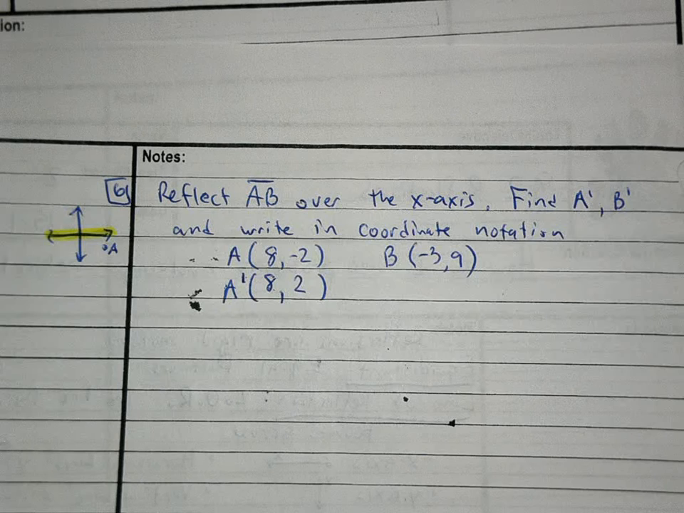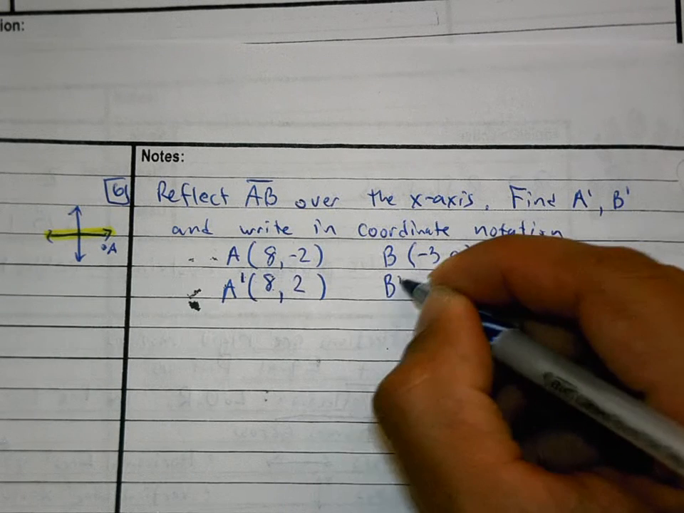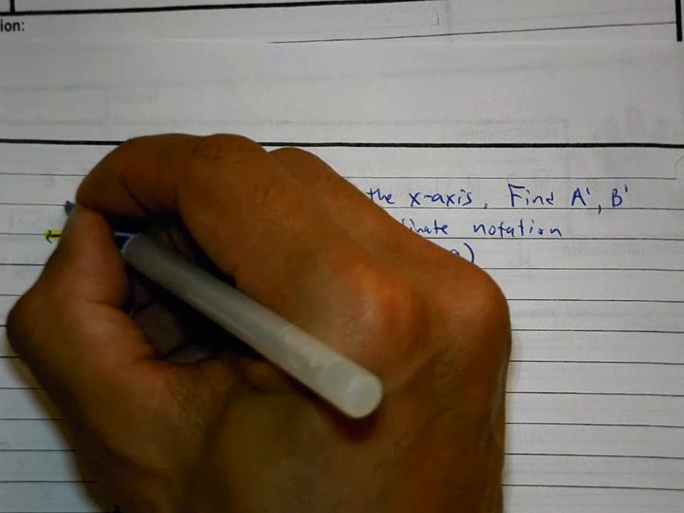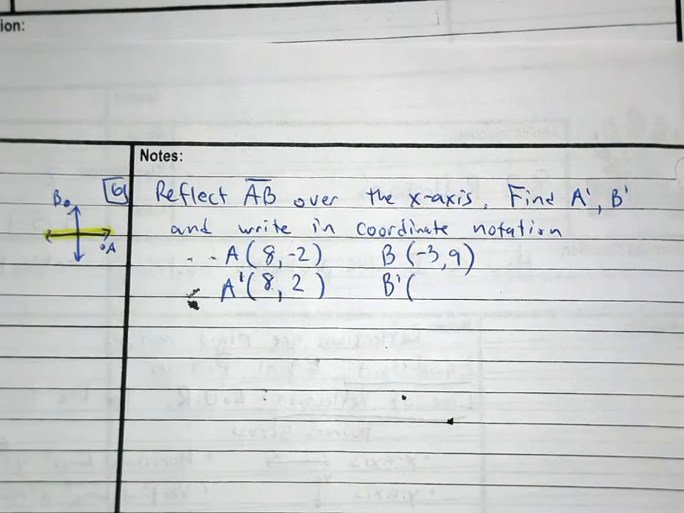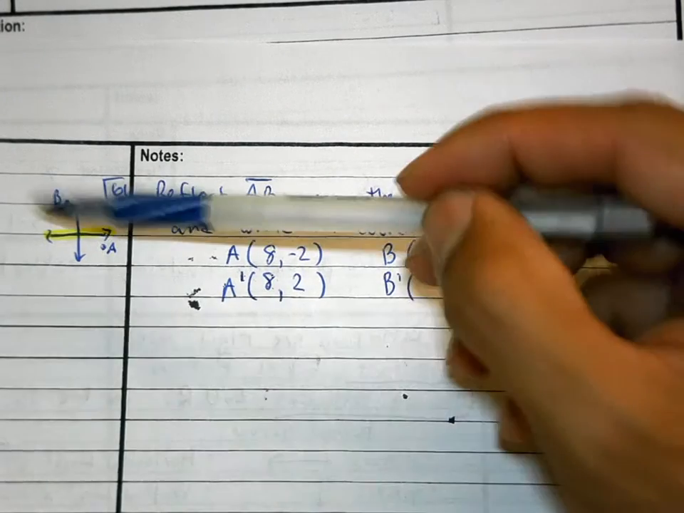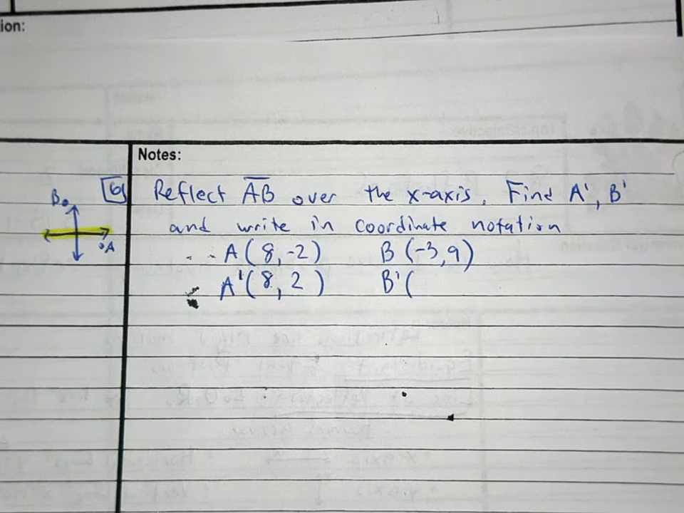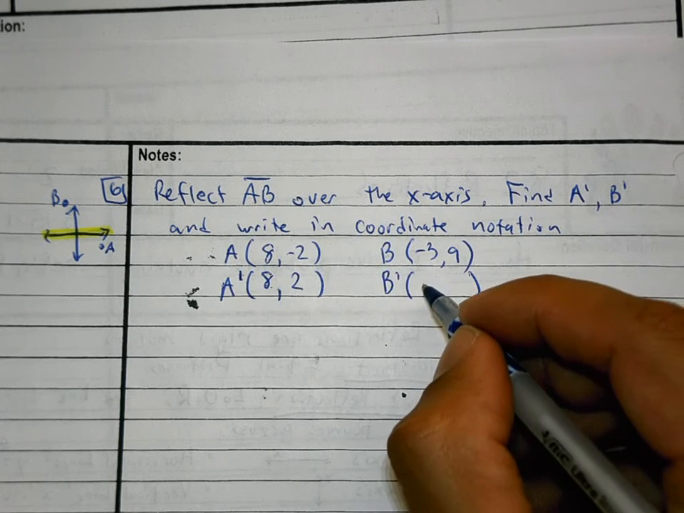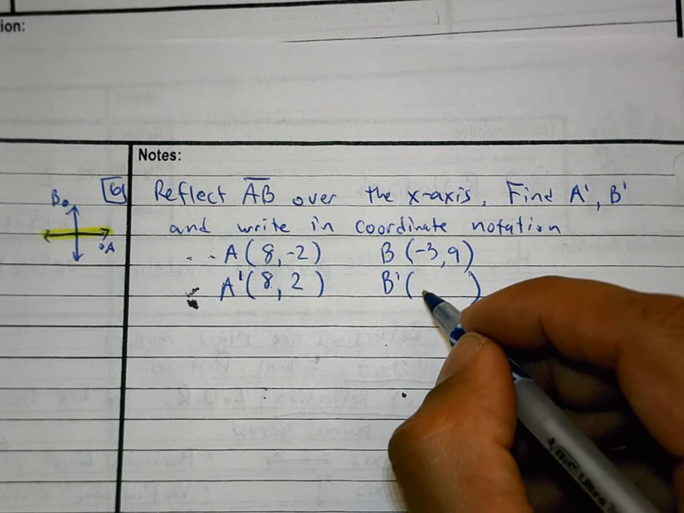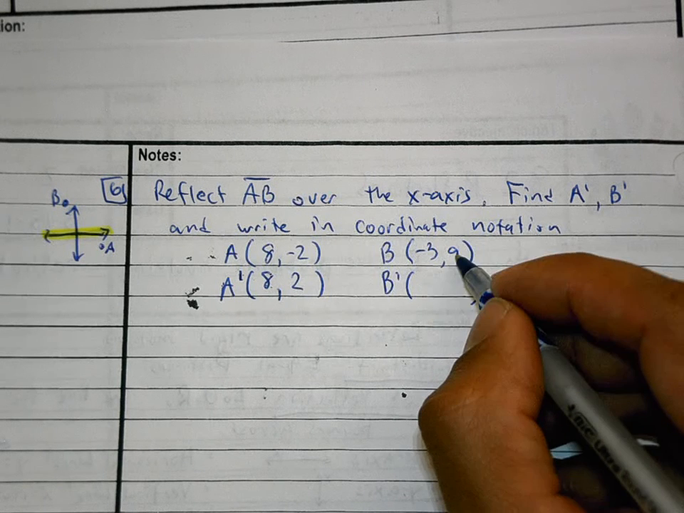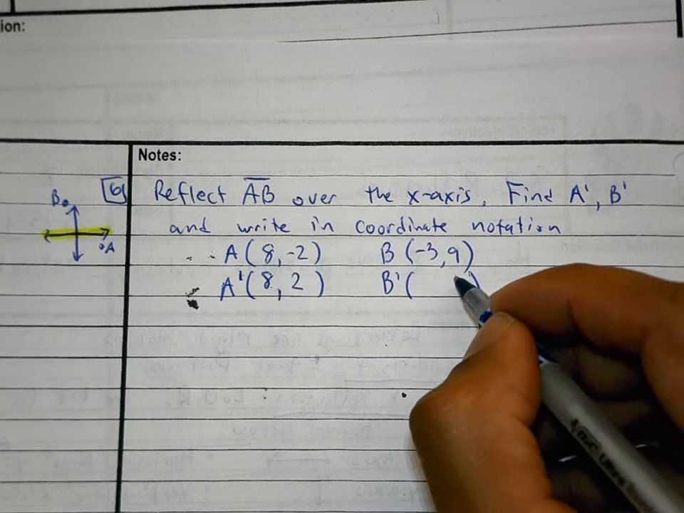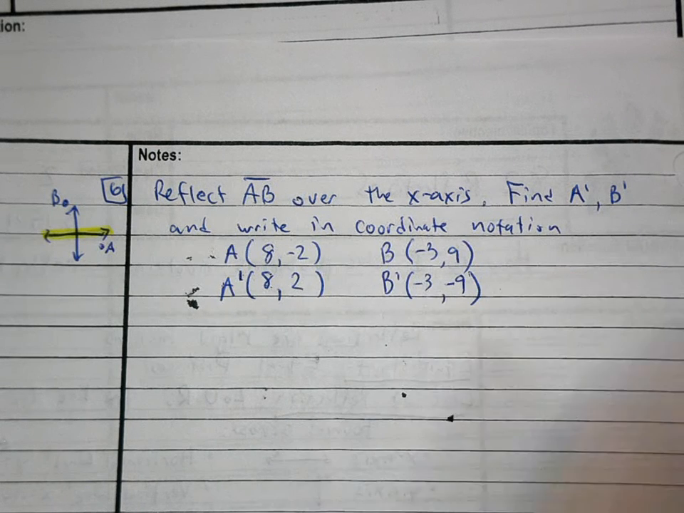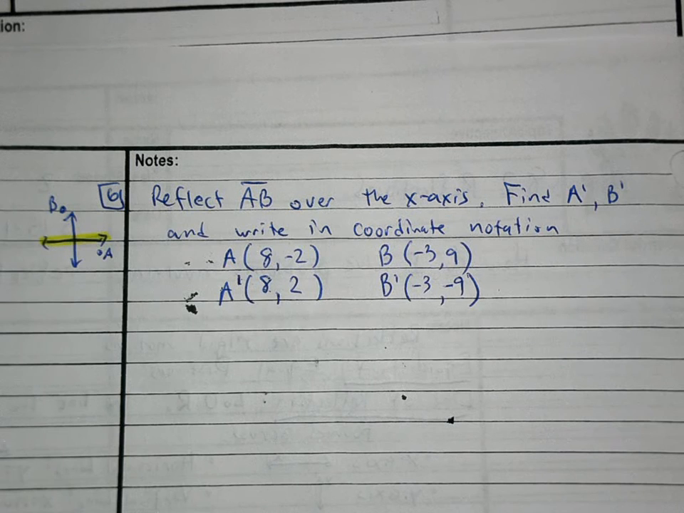How do we do B prime? Same thing. B is over here at negative 3, 9. Let's just put a little dot where B is. We have to reflect over the x-axis. What's going to change? What's going to stay the same? Oh, the Y. The y's are going to change. Instead of it being a positive 9, it will be negative 9. And what about your x? Stays the same. Which gives you the answer to your coordinate notation.